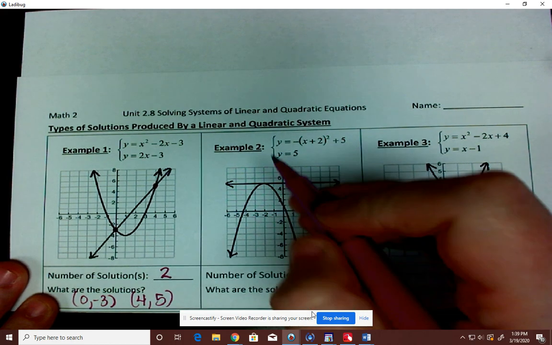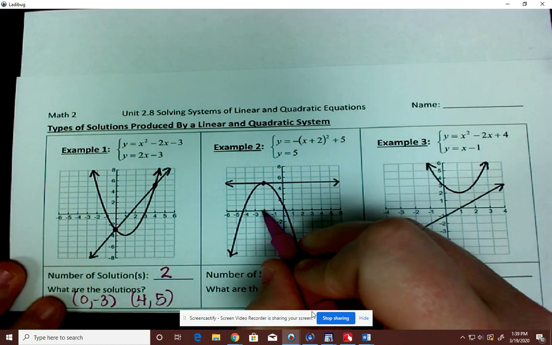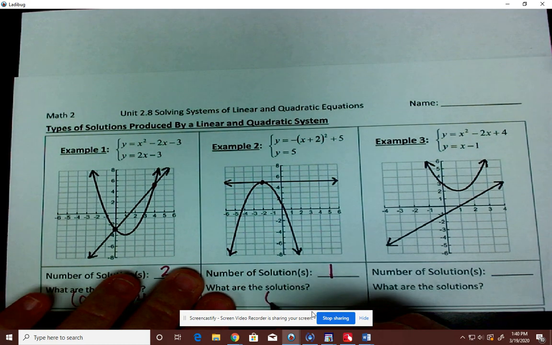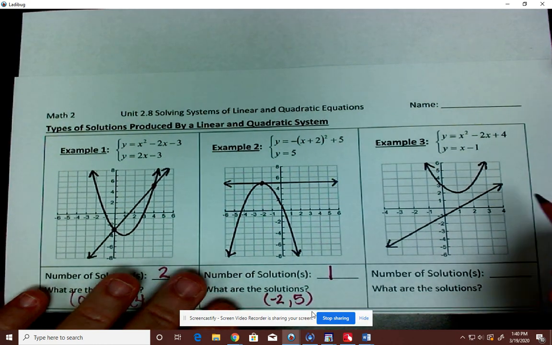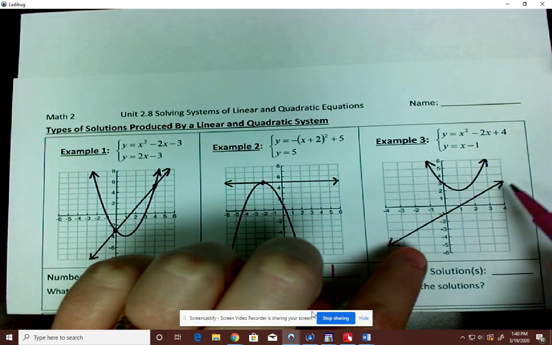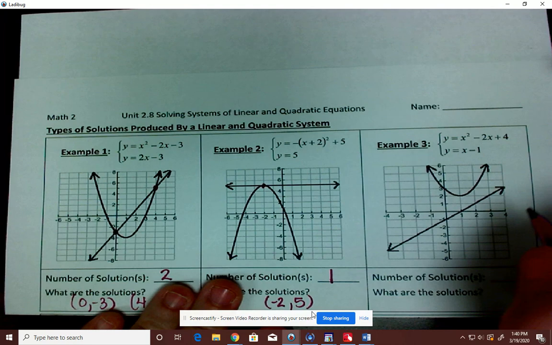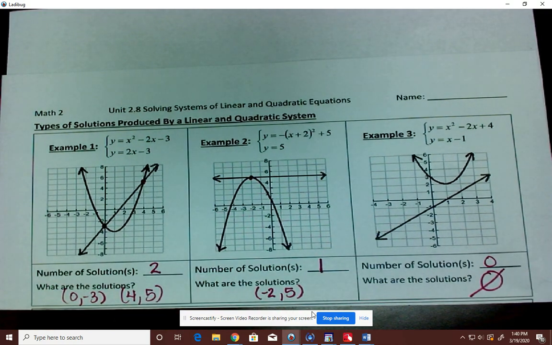So on this one, these only touch this one time, so that would be one solution, and that would be -2, 5. And then here, these are never going to touch. If this parabola goes on and this line goes on, those two will never touch, so there are no solutions. So that would be my answer for that.